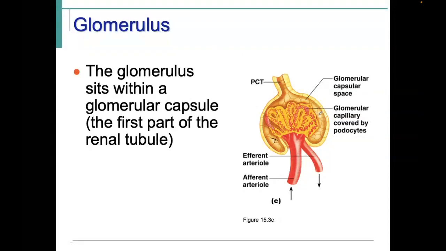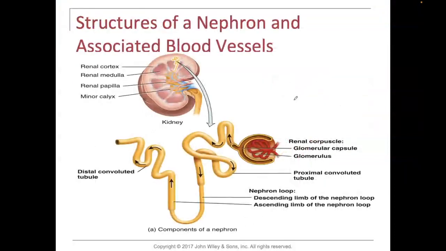So the glomerulus sits within the glomerular capsule, and the glomerular capsule, that's called the Bowman's capsule, same thing. So you've got your Bowman's capsule, which is this. You got your glomerulus. One of these will be the afferent arteriole and one will be the efferent. Then you have your proximal convoluted tubule.